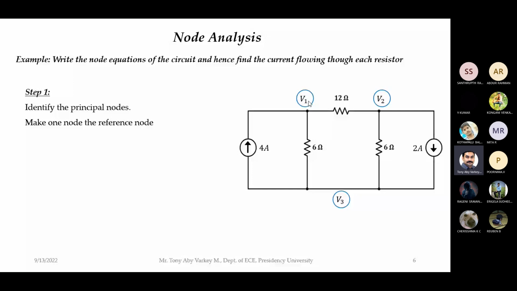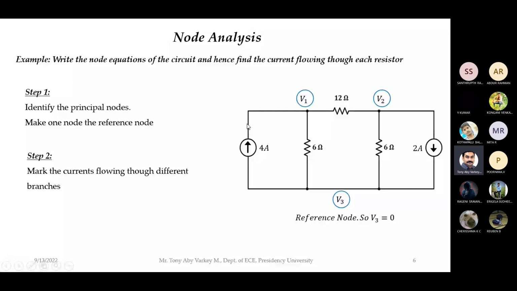Okay. So now what we will do is we will make one node as a reference node. Reference node means voltage we will assume as 0, or the ground. So reference node I am taking it as V3. If you want, you can take V1, V2, no issues. But usually whatever ground is there, we will take as a reference node. So this voltage I am taking as 0. That is the first step. Now what you have to do is mark the current flowing through different branches. So here you can see this is a current source, correct? So in this branch current will be 4 ampere.